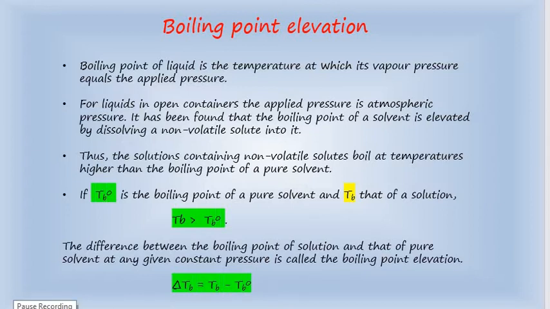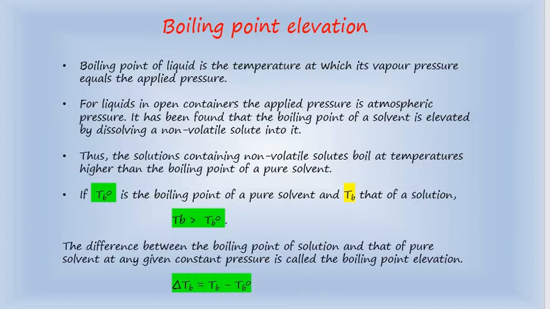What is boiling point? Boiling point of a liquid is the temperature at which its vapor pressure is equal to the applied pressure. For the liquids which used to be there in the open containers, the applied pressure is atmospheric pressure. So we can say that the boiling point of a solvent is elevated by dissolving a non-volatile solute into it. Or let's elaborate this point.